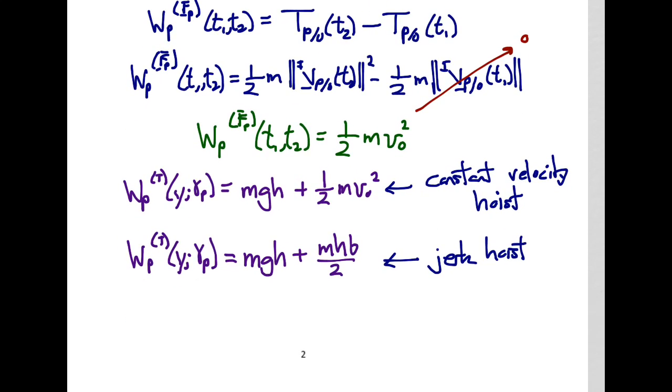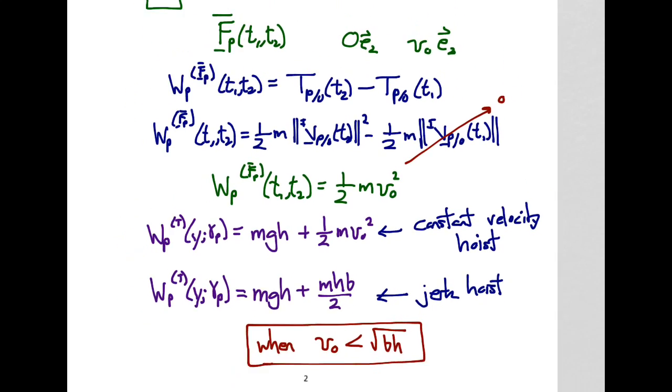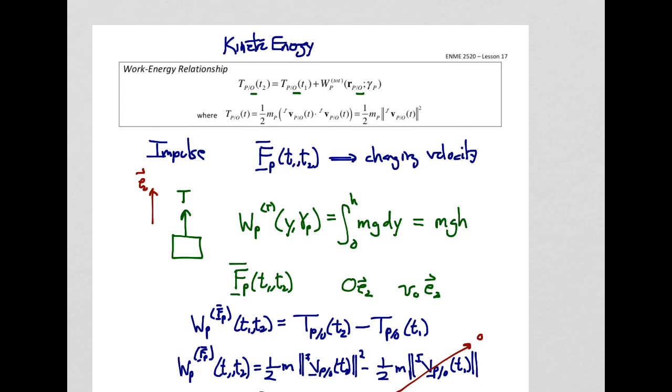And so when we compare them, we see that the constant velocity hoist still does less work, but only when our initial speed, given by the impulse, is less than the square root of b times h. And that's going to be the accurate comparison between what's done by the tension. So, main point here: now that we have this tool, this work-energy relationship, putting this in terms of velocity really makes these calculations much easier, both in calculating work and in understanding how the system speed changes from a time 1 to a time 2, or from a point 1 to a point 2 along that path.